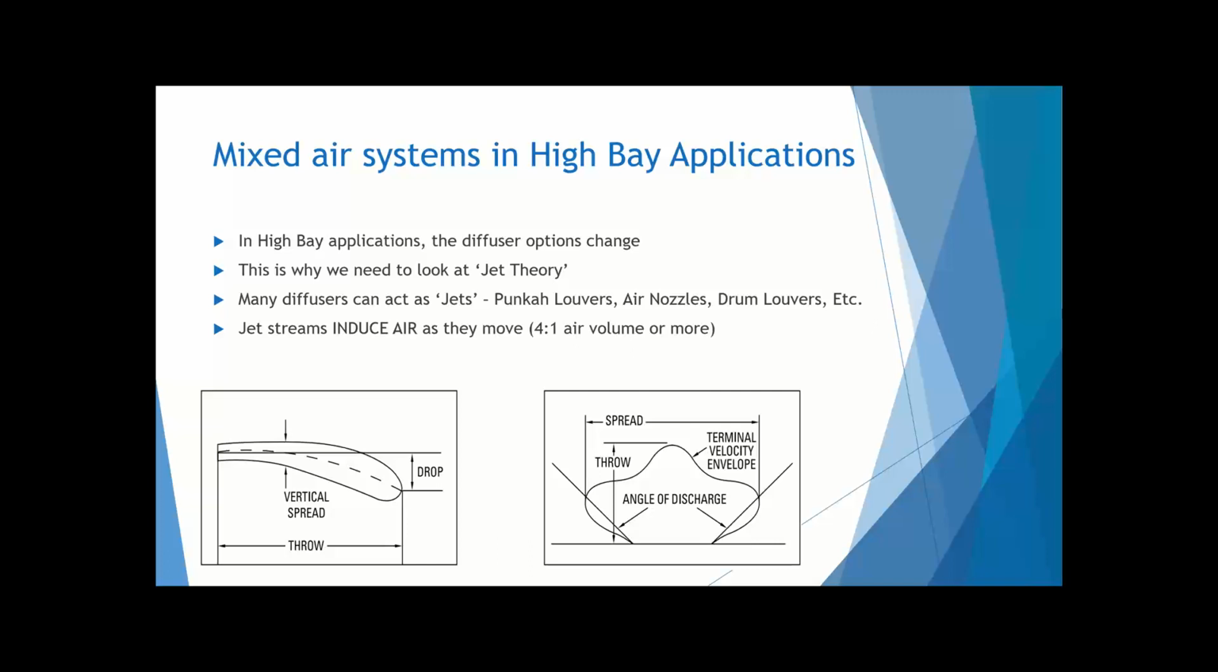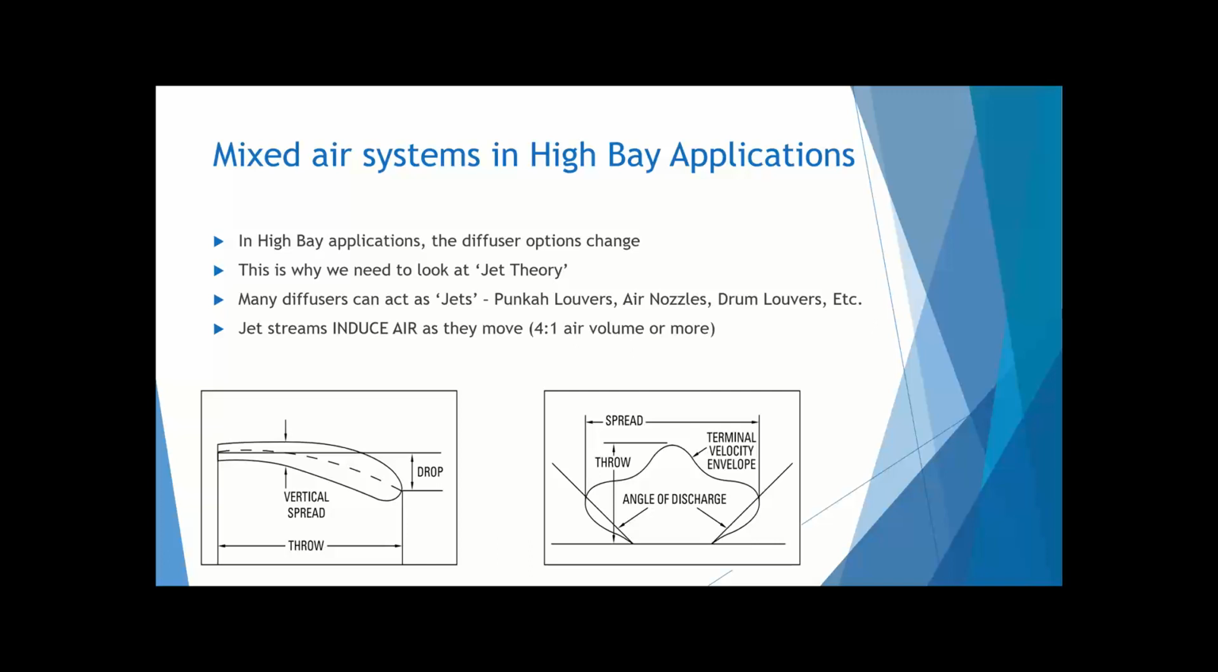It's shown down here in these two pictures, but basically your diffuser now is acting as a jet. There are a lot of different types of diffusers that can act as a jet. Typically you see something called a Punkah louver. If anybody doesn't know what a Punkah louver is, it's actually the same diffuser you see above you when you sit in an airplane. If you reach up to adjust that, that's a Punkah louver.